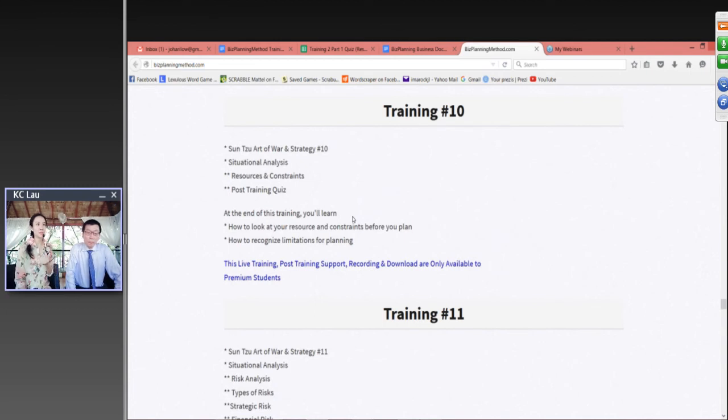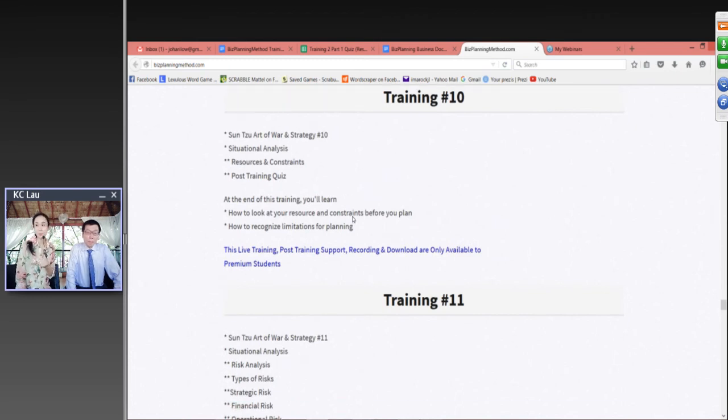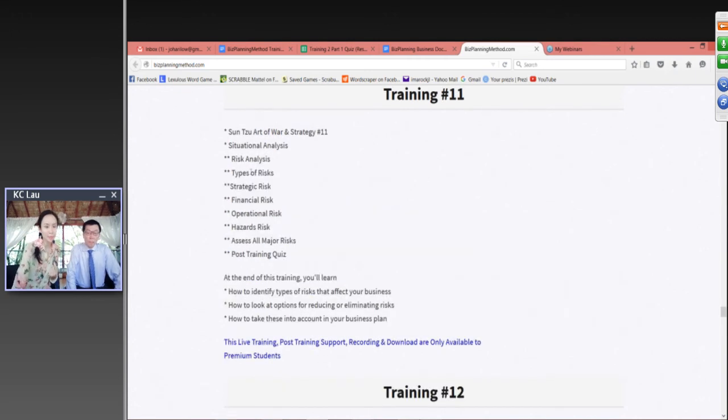Training 11 is a very important module, and this module is not open to live. It is only for paid premium students. For training 11, you will learn about risk analysis and type of risk. There are many types of risk, for example, strategic risk, financial risk, operational risk, hazard risk, and assess all major risks. This will be expanded to more than 1 hour, probably.